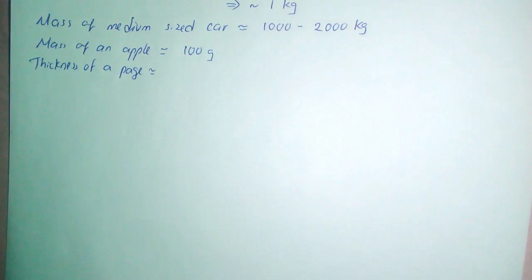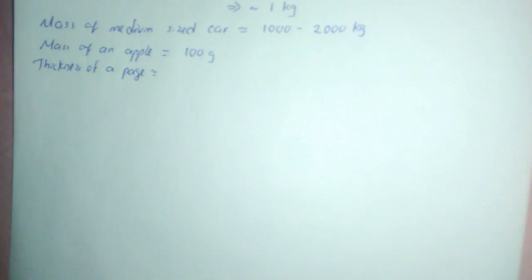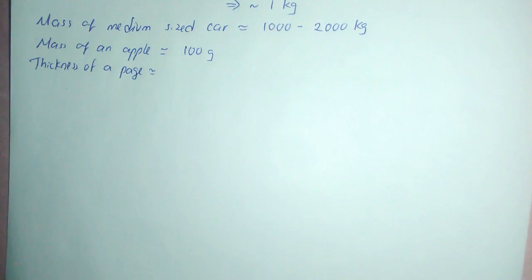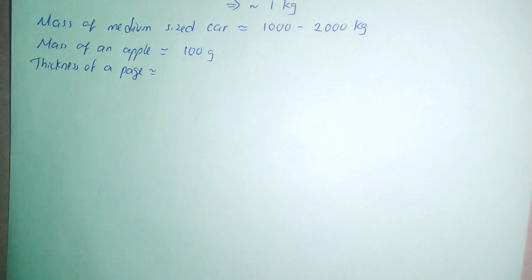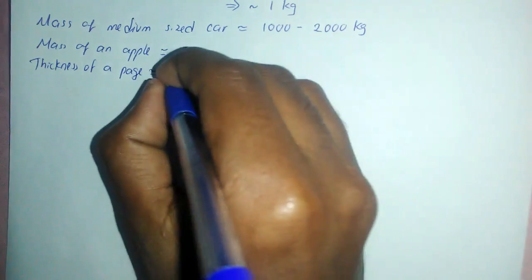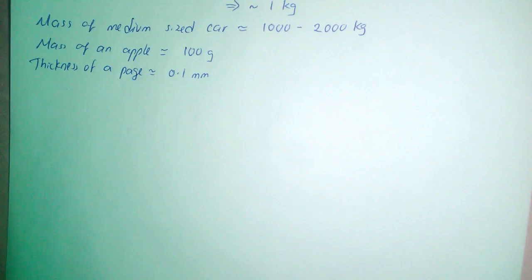Say for example, I have to measure the thickness of a page. Now how I'm going to do that, I'm not going to use a micrometer or whatsoever. I'm just going to, let's say, take a bunch of 10 pages and put my ruler on it. So it approximately averages to 1 millimeter. So I divide it by 10. So this gives me an approximate value of the thickness of a page being 0.1 millimeter.